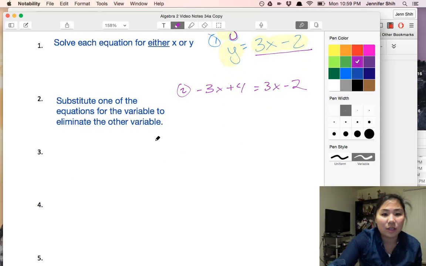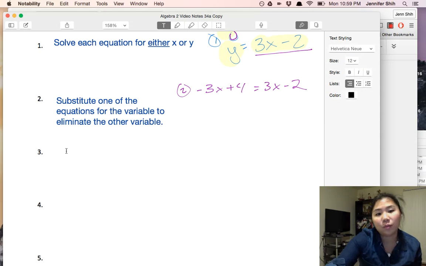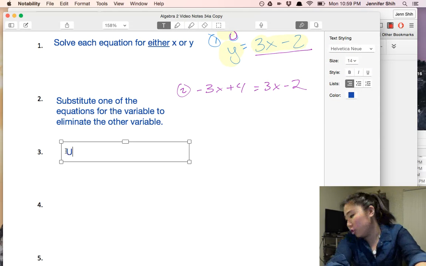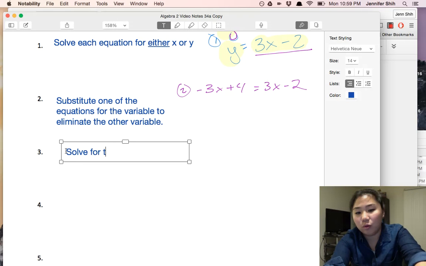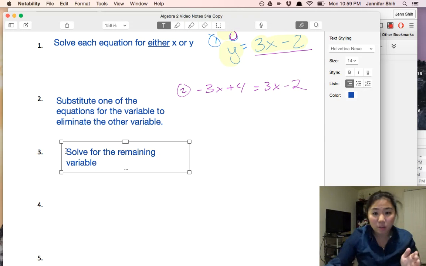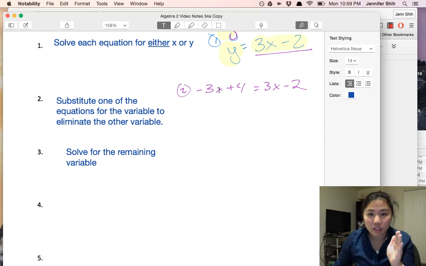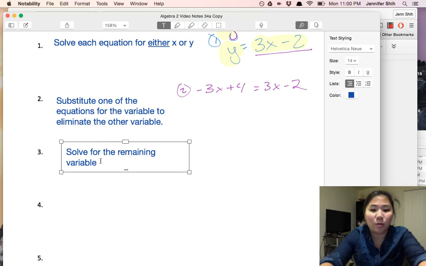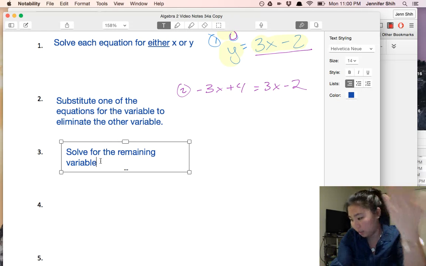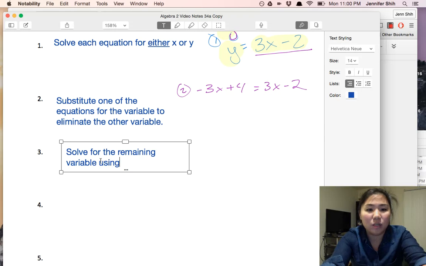Our third step is to use inverse operations to solve for the remaining variable. So when we did this, it's very important for you to realize, look at this equation. It has one variable. It does not have y in it. It only has x, which is good because we know how to solve only for x. So solve for the remaining variable. In our example, it's x, but we're going to be using inverse operations.